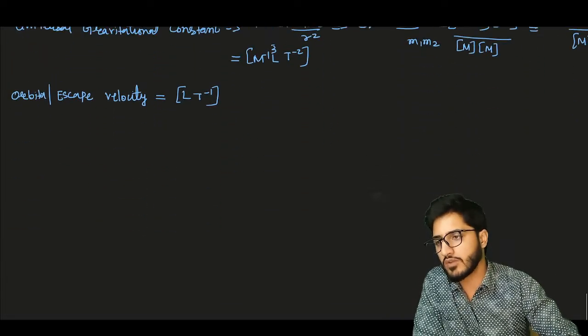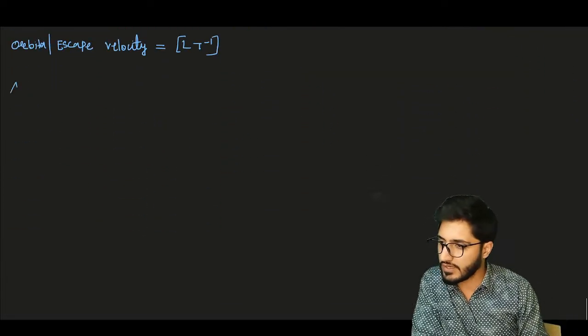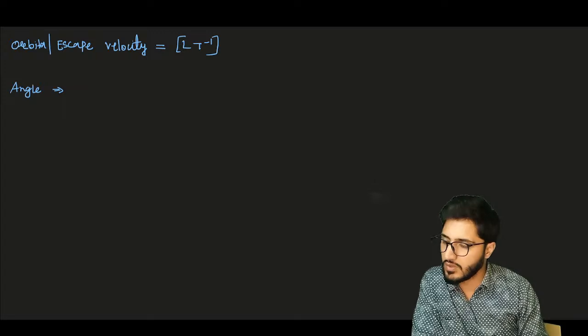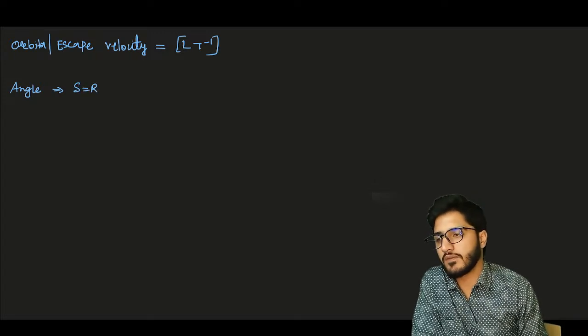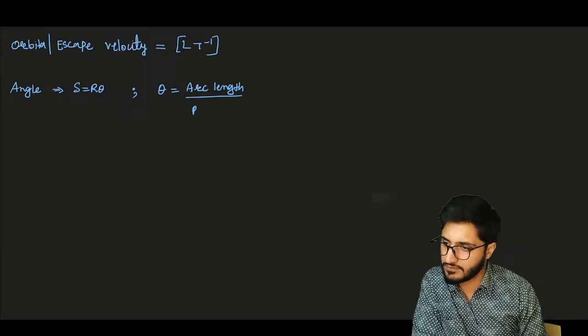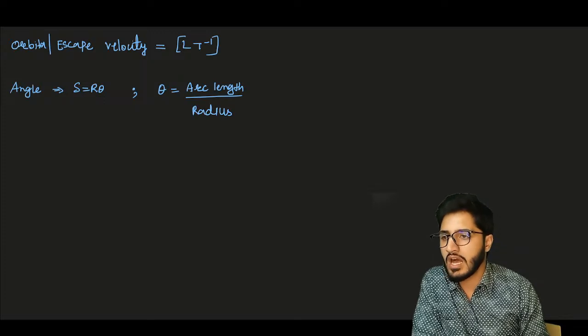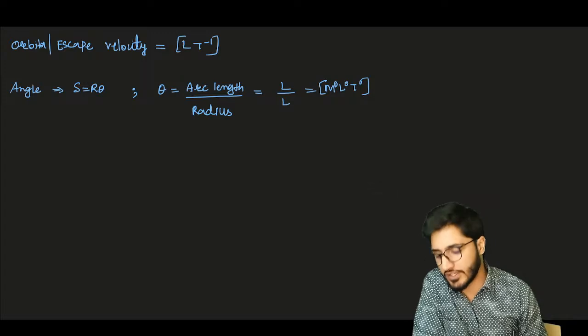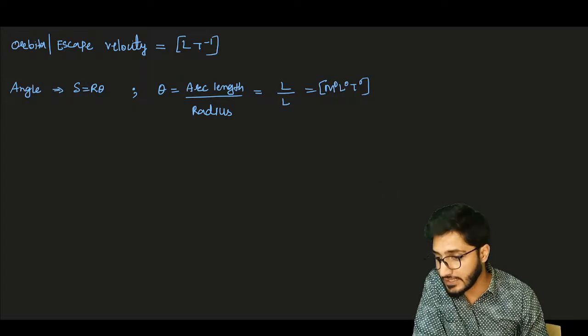Now we will move ahead to the angular portion. Now, dimensional formula of angle. We know s equals r theta. So I can write theta equals arc length by radius. Arc length is length, that is L. Radius is also L. So we will get M0 L0 T0. So the dimensional formula of angle is a dimensionless quantity. Angle is a dimensionless quantity.